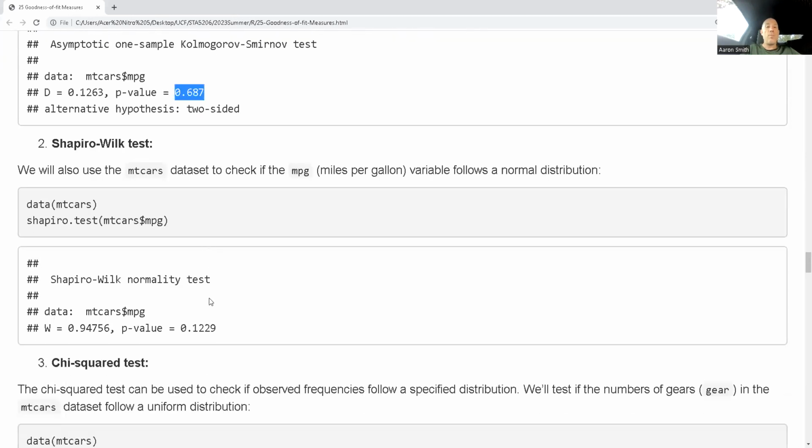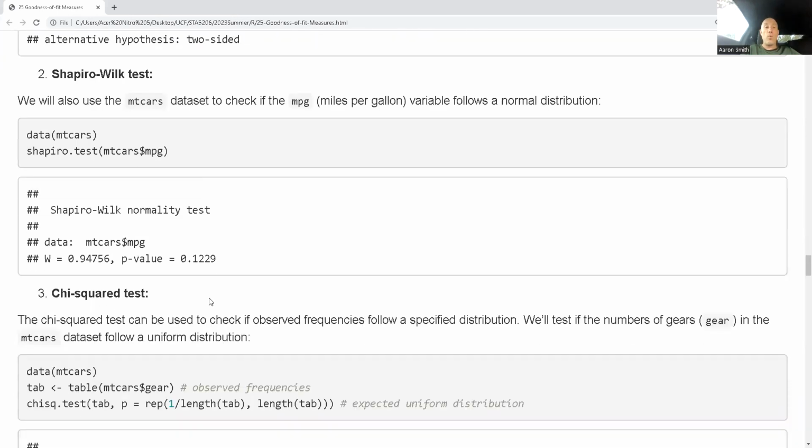Now, Shapiro-Wilk is very, very sensitive to large sample size. If I have a large enough sample size, it will almost always reject the null hypothesis. And so here, my null hypothesis is our data is from a normal distribution. The alternative is that it's not from a normal distribution.